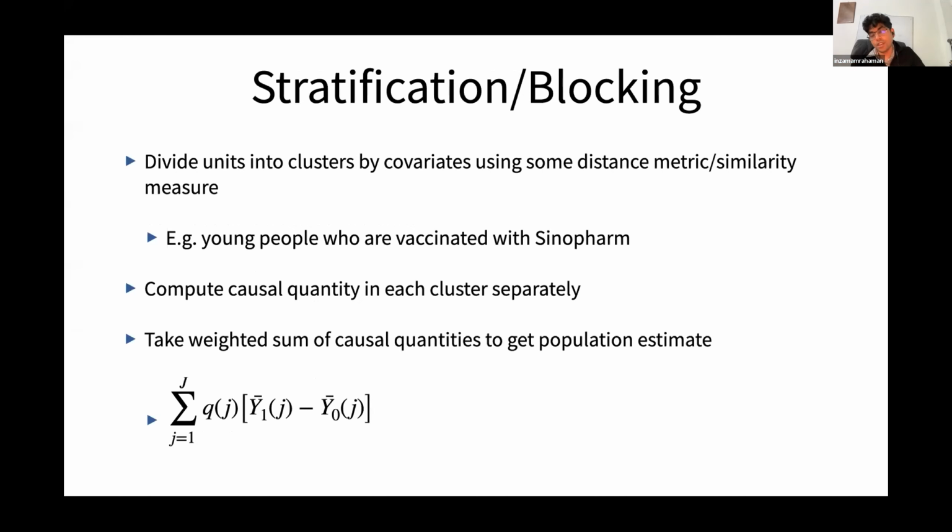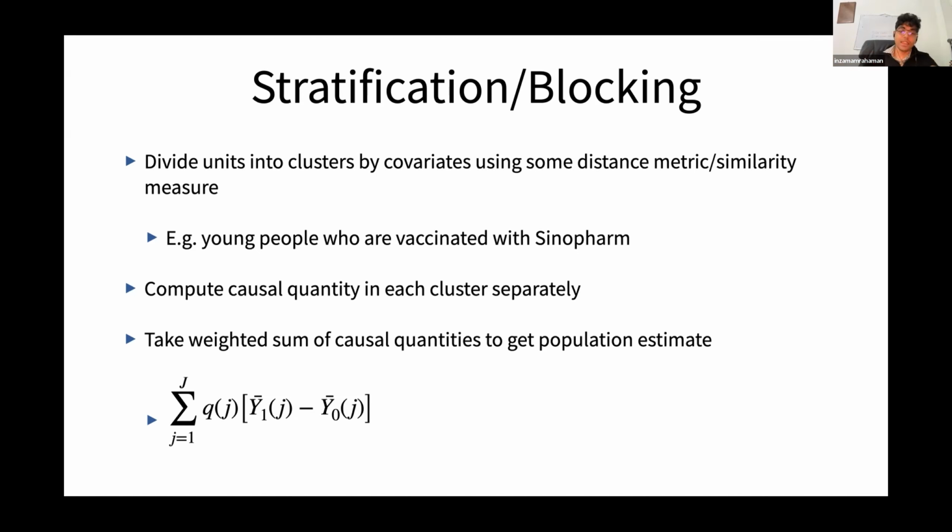Right. Another approach, and the last one I'll talk about briefly, is stratification or blocking. The idea there is that you divide your units into clusters using some sort of distance or similarity measure. You can even apply clustering directly. So for example, you might take all the young people who are vaccinated with a particular COVID vaccine, group them, and then look at the treated and untreated basis. Say, for example, a COVID drug you're going to try. You want to see the outcome of the COVID drug across different groups, etc.